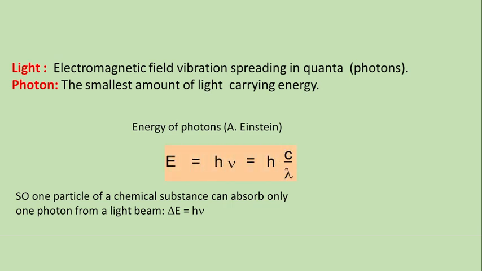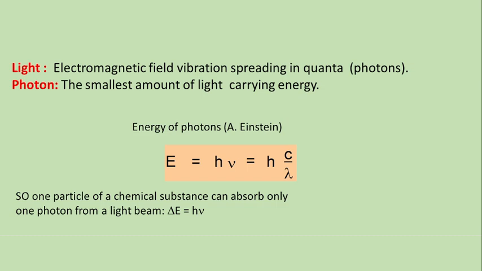light. The thing needed to carry out the photochemical reaction is light. The light is nothing but the electromagnetic field vibration spreading in quanta. This quantum is nothing but the photon of light. Simply, we know the photon is nothing but the smallest amount of light energy, carrying energy. We know the energy of a photon, that is E is equal to h nu.